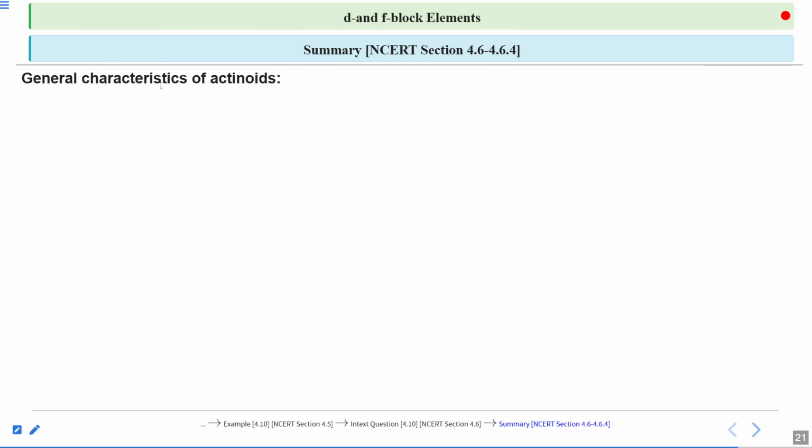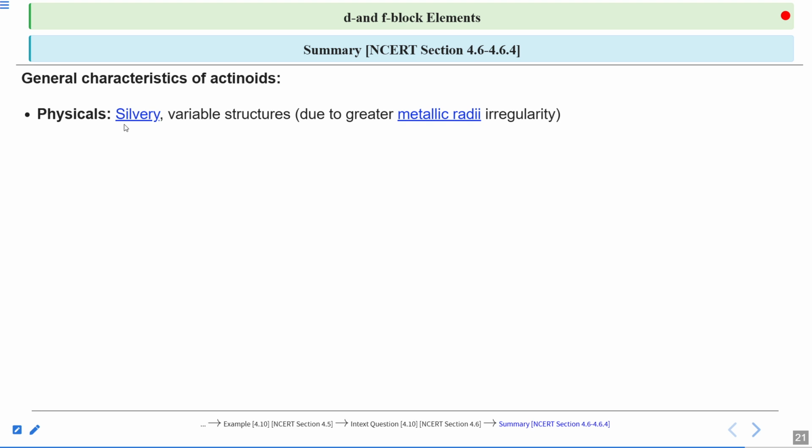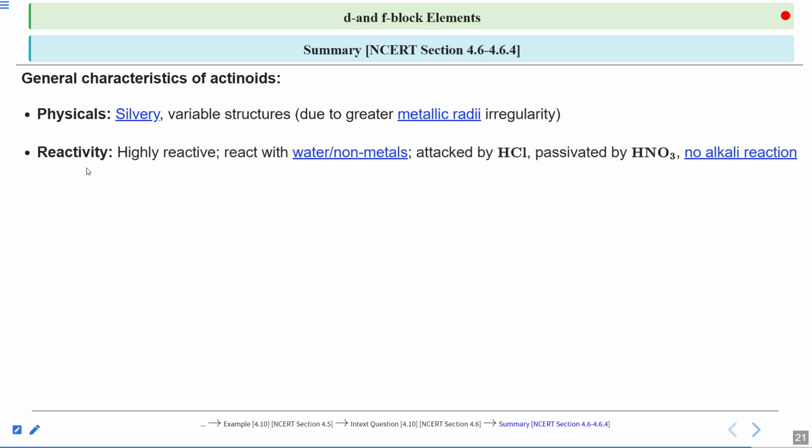And then we have talked about the general characteristics of actinoids. Physically, they are silvery, and they have variable structures due to the greater irregularity in their metallic radii. Then the reactivity: the actinoids are highly reactive. They react with water or non-metals. They are also attacked by hydrochloric acid, and they are passivated by nitric acid, because in the case of nitric acid, they form a protective oxide layer over the surface, and there is no alkali reaction observed with the actinoids.